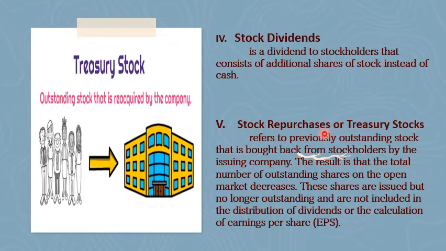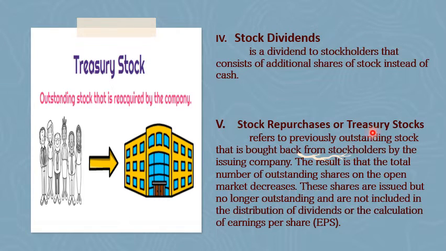For the fifth one, stock repurchases, or what we call treasury stocks, refers to previously outstanding stock that is bought back from stockholders by the issuing company. The result is that the total number of outstanding shares on the open market decreases. These shares are issued but no longer outstanding and are not included in the distribution of dividends or the calculations of earnings per share. So if you can remember, I've mentioned earlier that treasury stocks should be deducted from the total outstanding shares of the common stock.